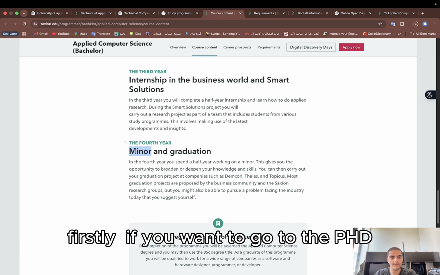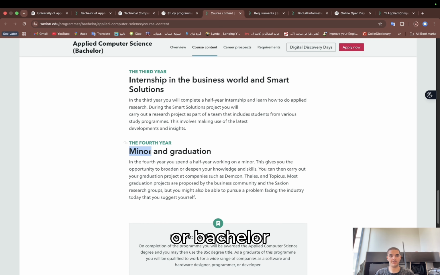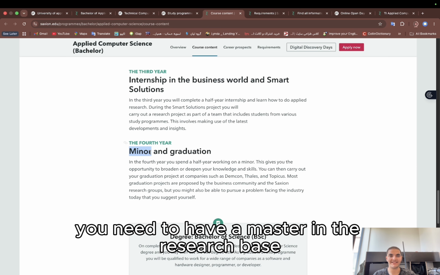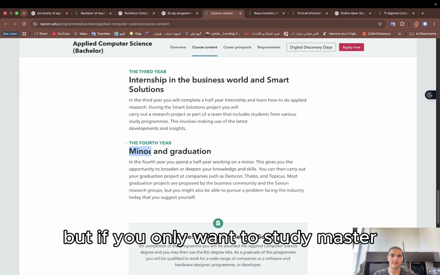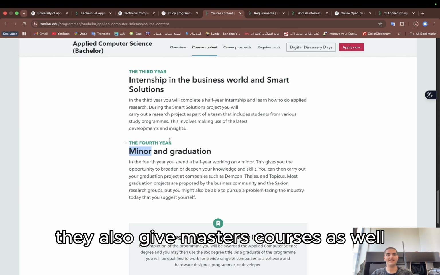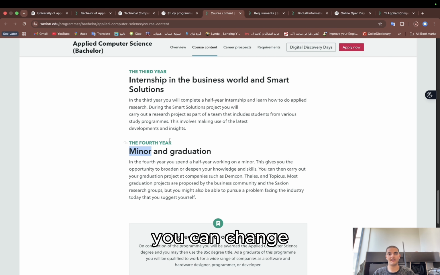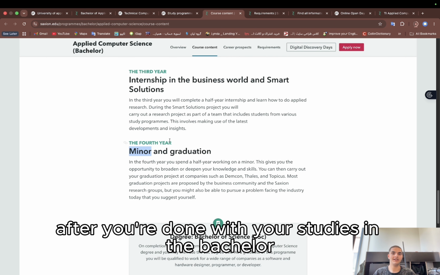Firstly, if you want to go to the PhD, you can do it by having an applied science master or bachelor. You need to have a master in the research base. But if you only want to study master in applied science universities, they also give masters courses as well. So you don't have a problem there. Even if you want to later on, you can change after you're done with your studies in the bachelor.